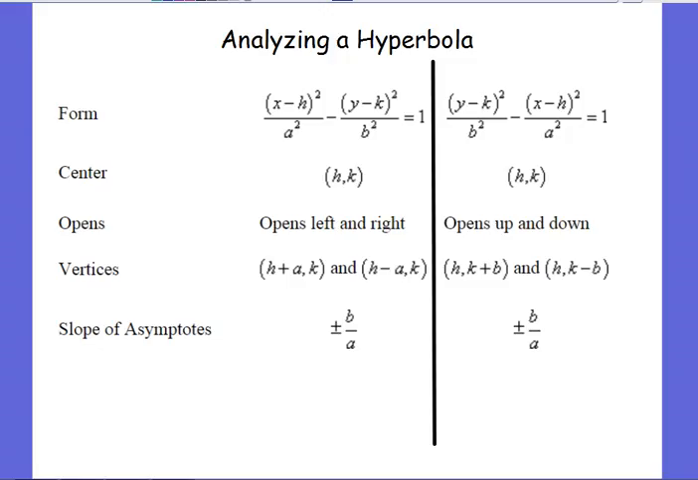Alright, so this is analyzing a hyperbola. I give you two equations, and there's a reason I give you two equations. First of all, do you notice something about the equations themselves? Do they look familiar? They kind of look like an ellipse. What's the difference? It's a very subtle difference. They're subtracting. The difference between an ellipse and a hyperbola is that it is subtracting.